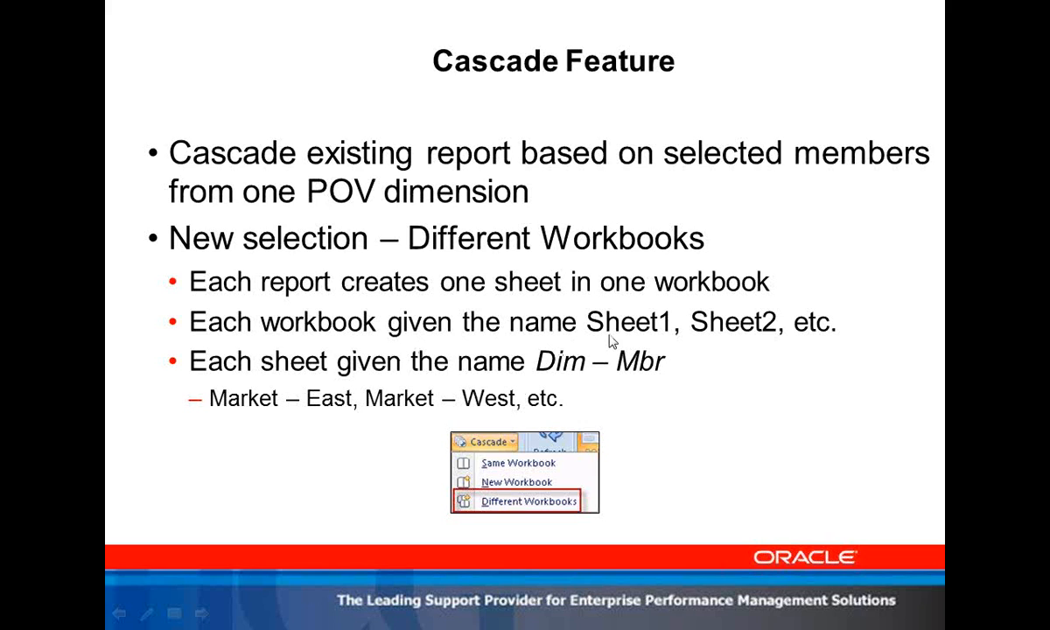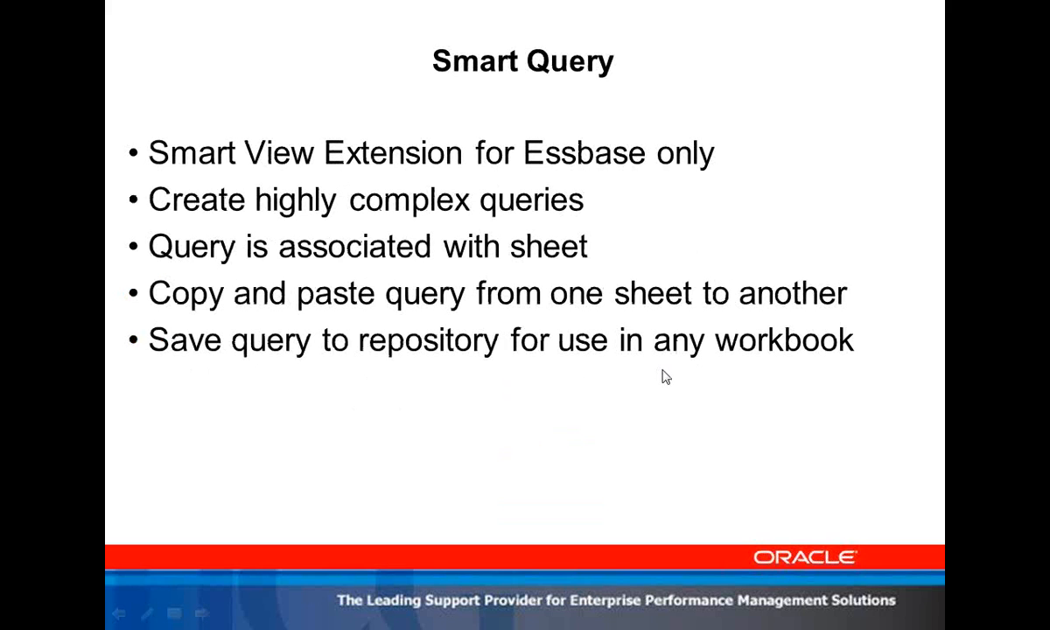Now, unfortunately, however, each workbook is given the name Sheet 1, Sheet 2, Sheet 3, etc. Not too great a naming scheme. And then the sheet within that workbook is actually named Market-East, if that was the POV member that you cascaded on, Market-West, Market-South, Market-Minnesota, whatever items you selected from your POV dimension, in this case market. So it would give each sheet the name, the dimension name, dash the member name. Each one in a different workbook.